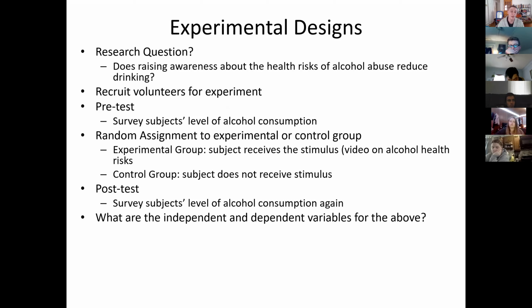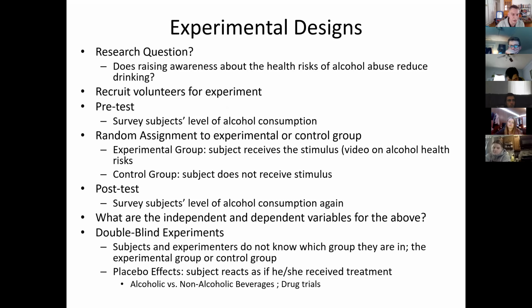And so that would be the independent variable in an experiment: just whether or not you're in the experimental group, or what level of the experimental group you're in, because you might have different levels of exposure to some stimuli in an experiment. And then the dependent variable is just the outcome. What was the impact of being in the experimental group versus the control group? So that's the independent variable there.